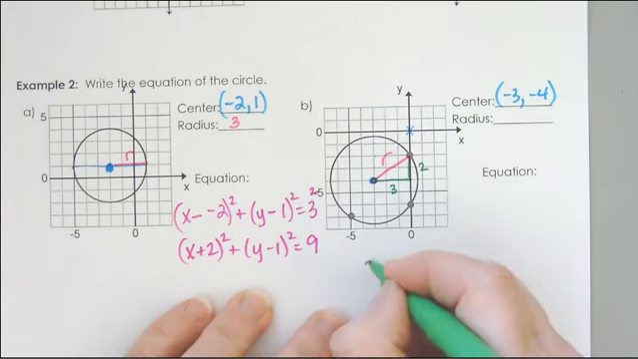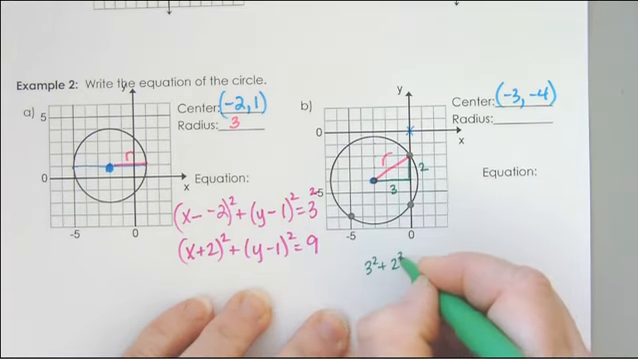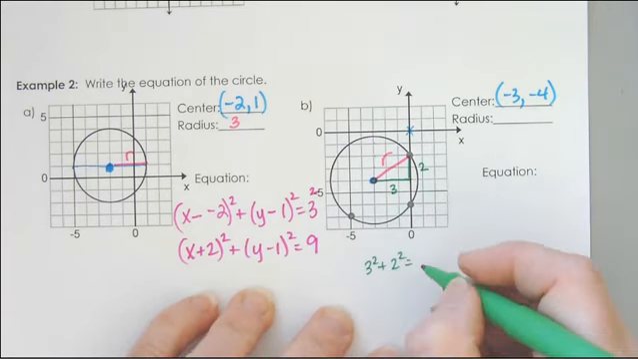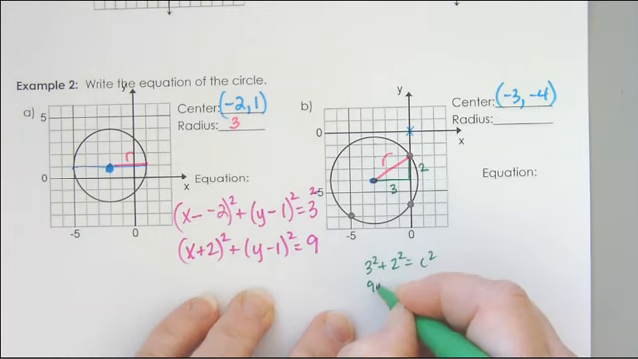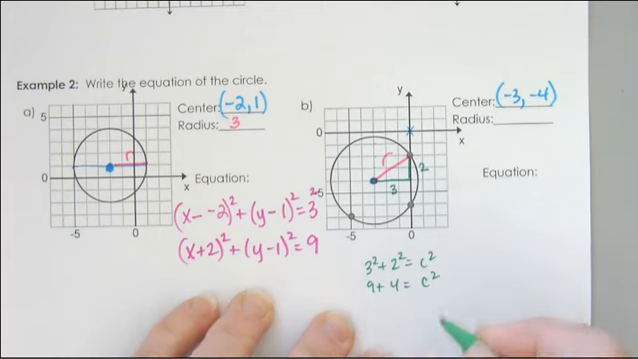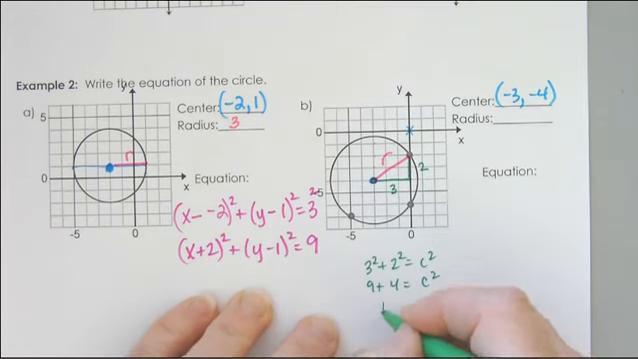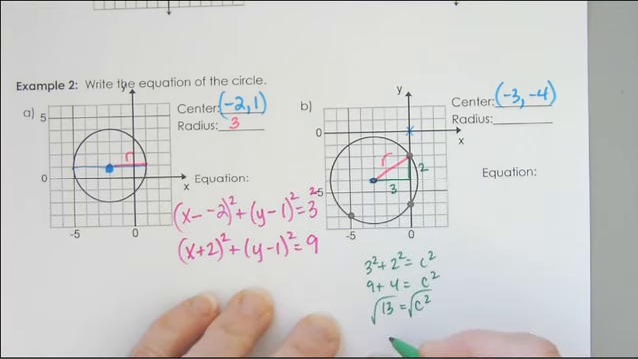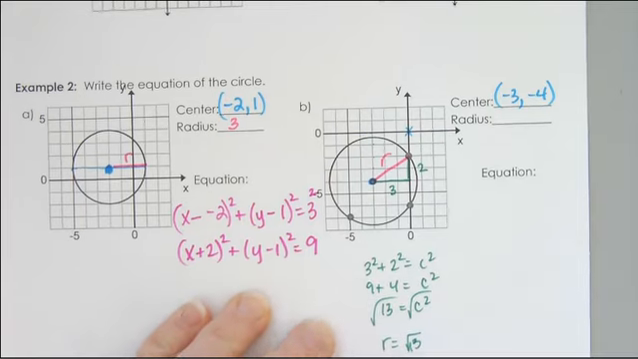So if I do a squared plus b squared, it's going to equal c squared, technically it's going to equal r squared. So a squared plus b squared equals c squared. So 9 plus 4 is equal to c squared. 9 plus 4 is 13, which is equal to c squared. And then we square root it. So my radius is radical 13.